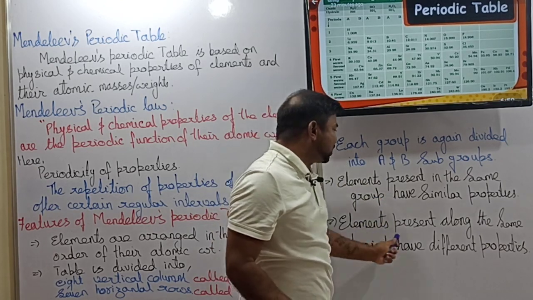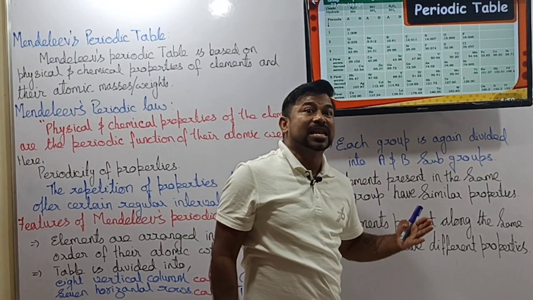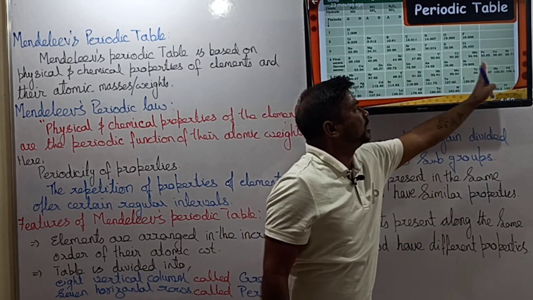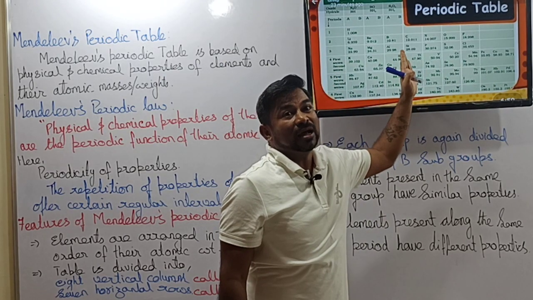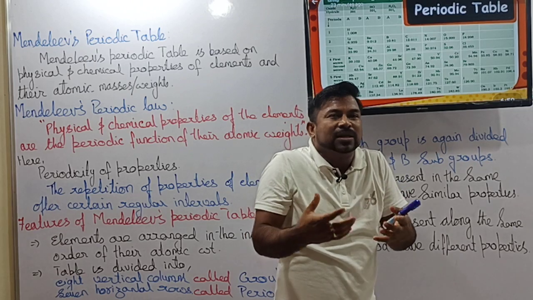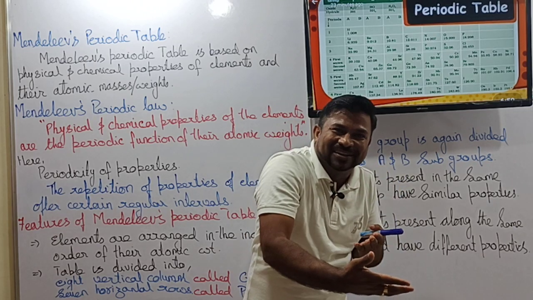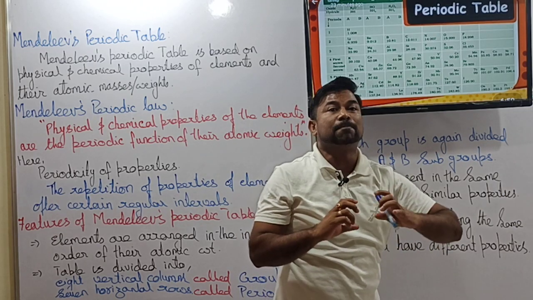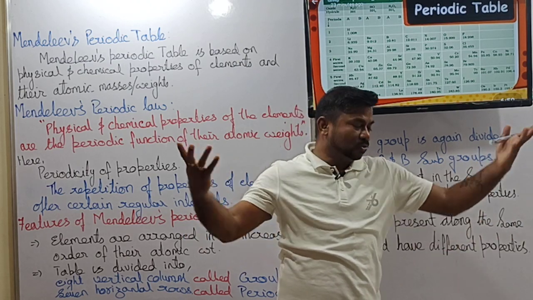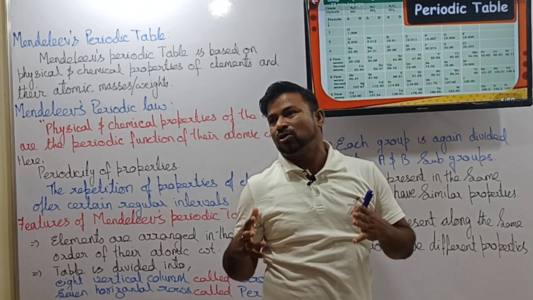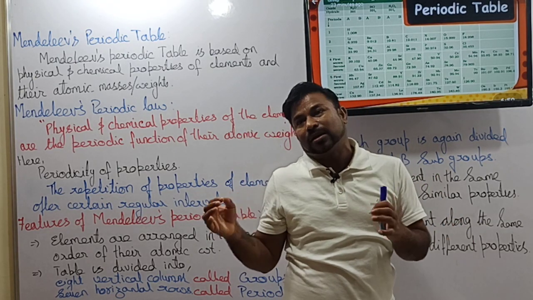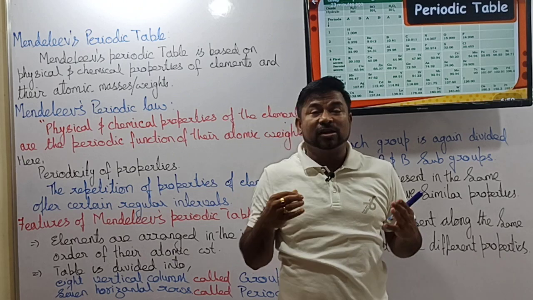Now, let's come back to the properties of the elements in the periods. The horizontal ones are nothing but what we call periods. In those periods, the properties of the elements keep on changing. The elements present in a period have different properties. So this is nothing but the classification of the Mendeleev periodic table. So I said important points about the Mendeleev periodic table.